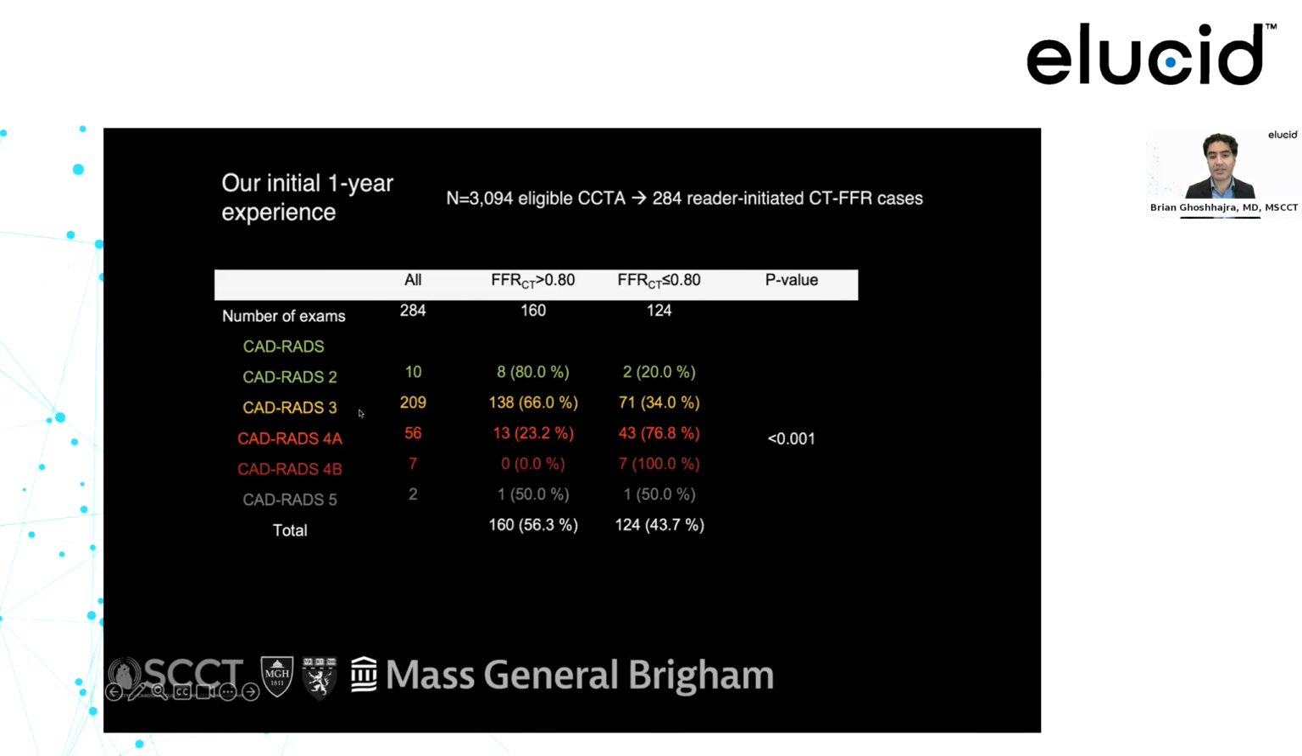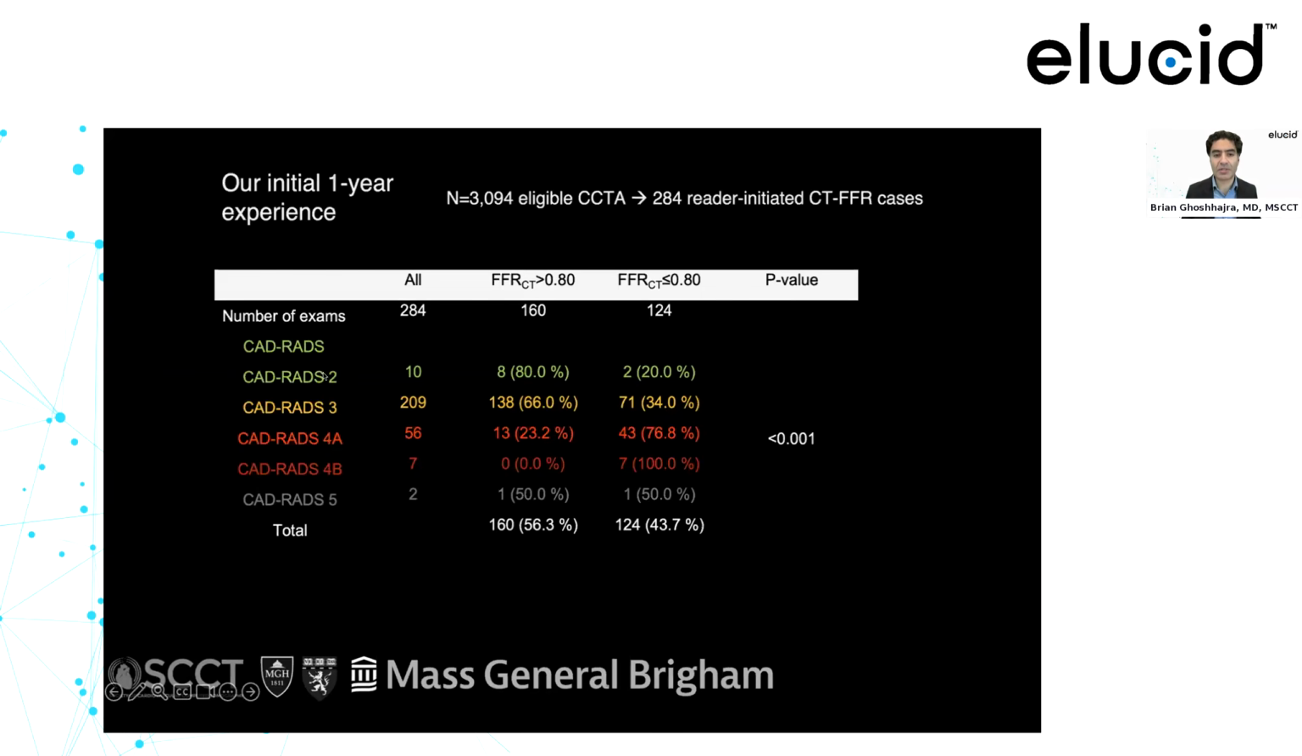And what you look here is that it's affirmative. So when we did tend to send CAD-RADS 4, the FFR tended to come back positive in at least one vessel. And CAD-RADS 4B, it's 100% of the cases. We rarely would send a CAD-RADS 2 that looked difficult, and usually they were downgrades.